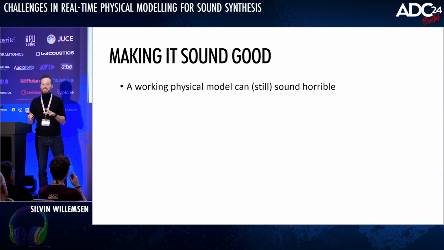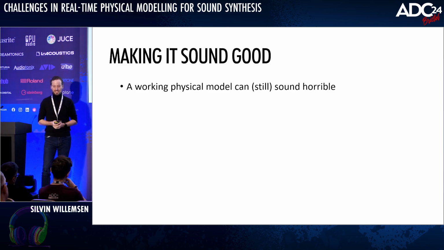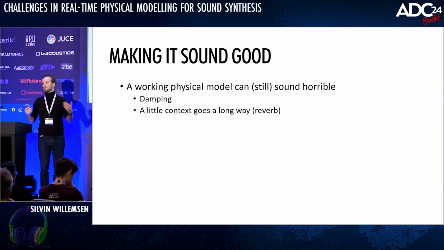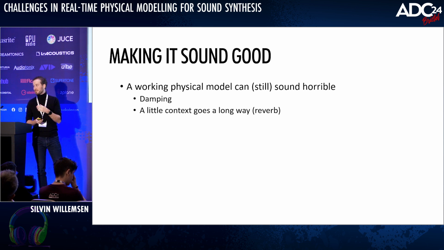So yeah, the first thing that we usually do when developing physical models is to add damping to the system. And this will already make it sound less horrible. And also, we can add a little reverb. That also helps. It's a bit of cheating, but it really helps to place it into context.